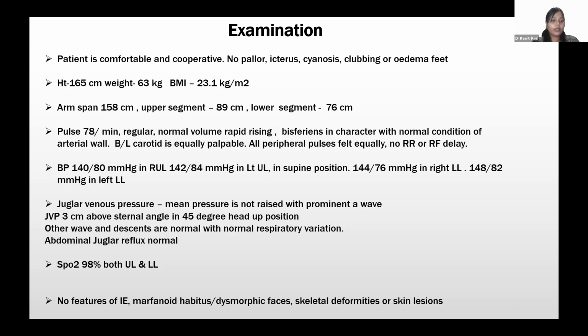BP of 140 by 80 in right upper limb, 142 and 84 in left upper limb, and in supine position, 144 by 76 in right lower limb, and 148 by 82 in left lower limb. Jugular venous pressure mean pressure is not raised, with prominent A wave. JVP is 3 centimeter above the sternal angle in 45-degree head up position. Other waves and descents are normal with normal respiratory variation. Abdominojugular reflex is normal. SpO2 is 98 in both upper limb and lower limb. There are no features of infective endocarditis, marfanoid habitus, or dysmorphic facies.